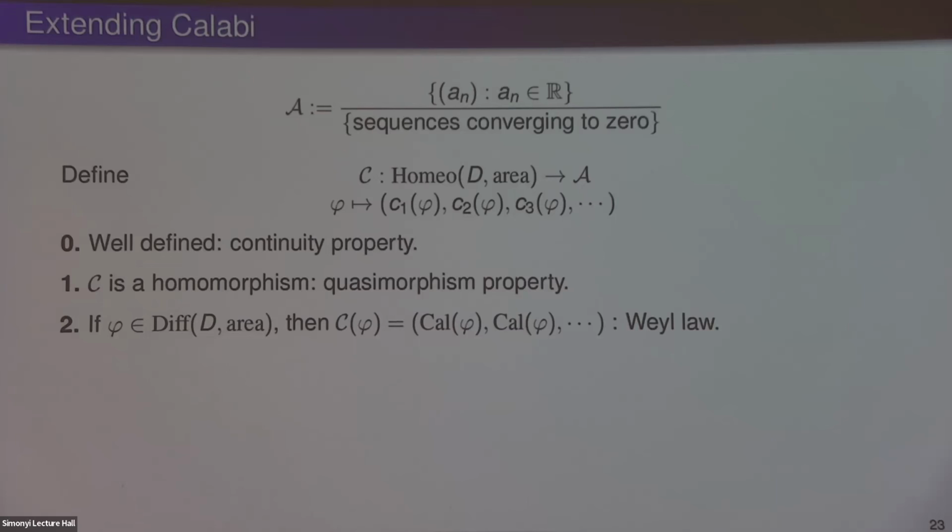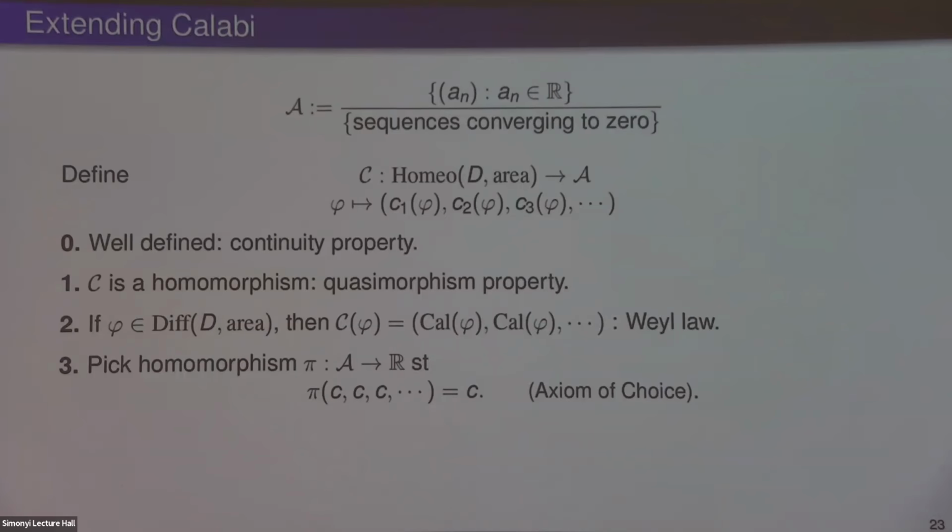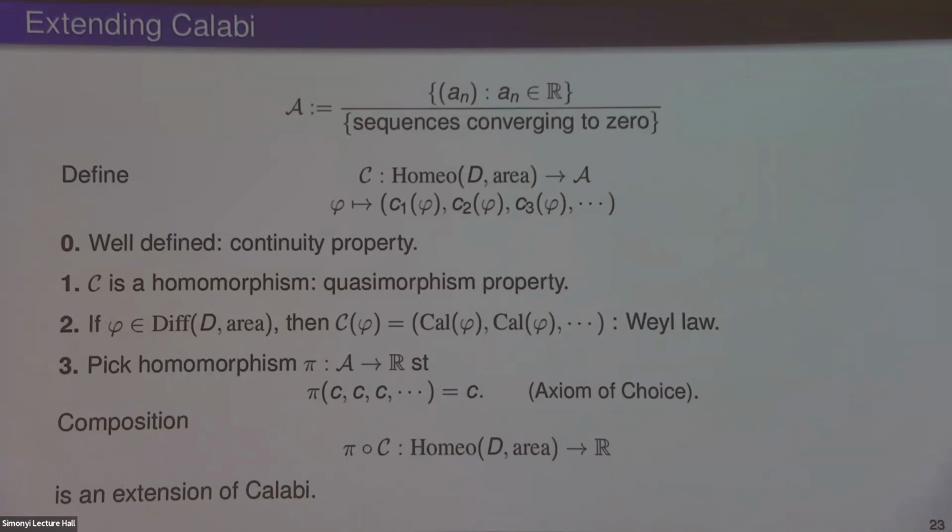Now if you want an extension of Calabi using the axiom of choice, then you pick a homomorphism from this vector space curly A to the real line, which sends the constant sequence to the value of that constant itself. This is where you have to use the axiom of choice. You have to use the fact that this vector space admits a basis. Once you have this, you compose it with curly C, and that gives you an extension of the Calabi invariant. And you get one for every choice of basis or every choice of projection.